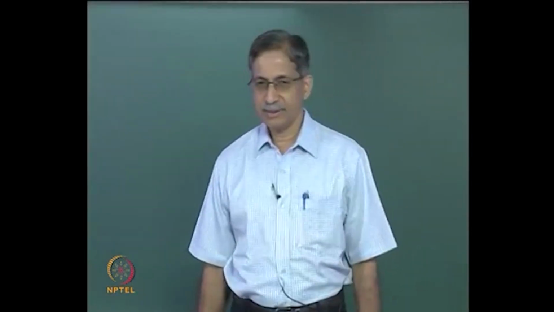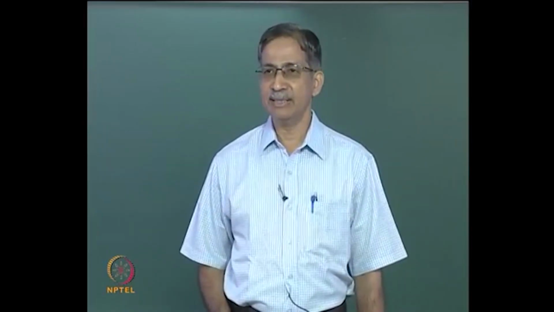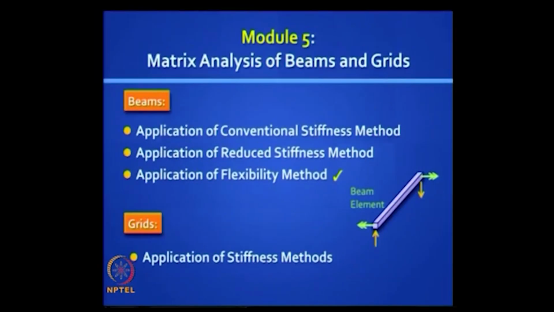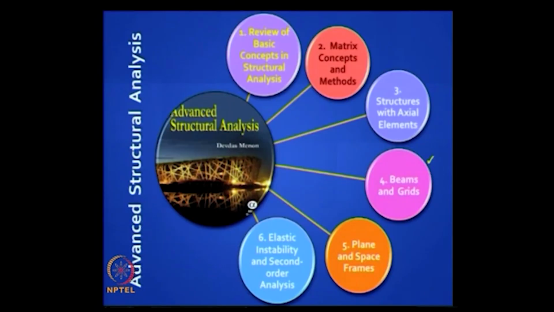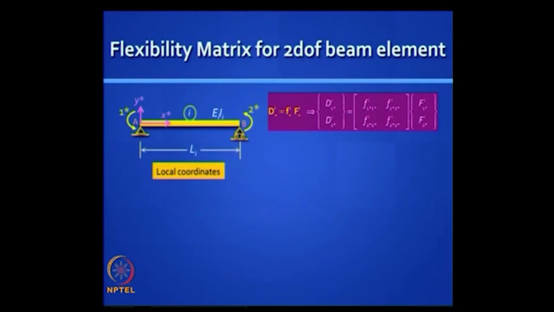Good morning. This is lecture 31, module 5, matrix analysis of beams and grids. If you recall, we had finished the reduced element stiffness method in the last session, and today we will look at the application of flexibility method to solving beams. This is covered in the chapter on beams and grids in the book on advanced structural analysis. Of the three methods, now we look at the last one, the flexibility method, which you are already familiar with.